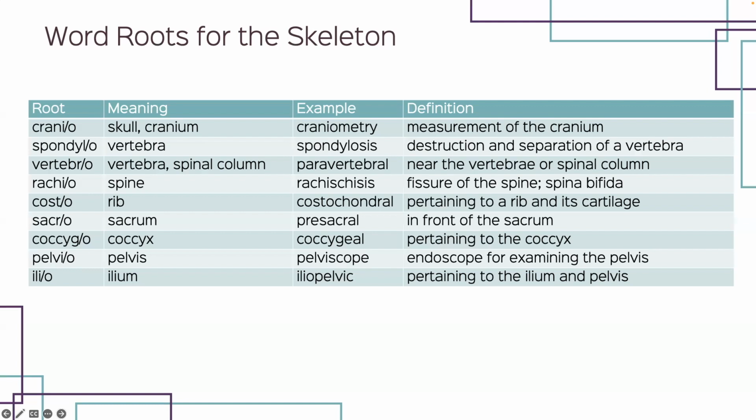Costo is for the ribs. Sacro is for the sacrum. Coccygeal is for the coccyx. Pelvio is for pelvis, and ilio is for the ilium.